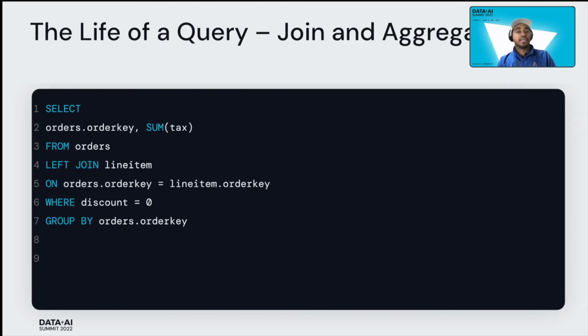This is a slightly more involved query plan here. So you have a couple of projections. You have an aggregate, which is the sum. You then have a left join on the lineitem and orders tables with an order key. Then you have a where clause on the order key, and you have a group by and so on.